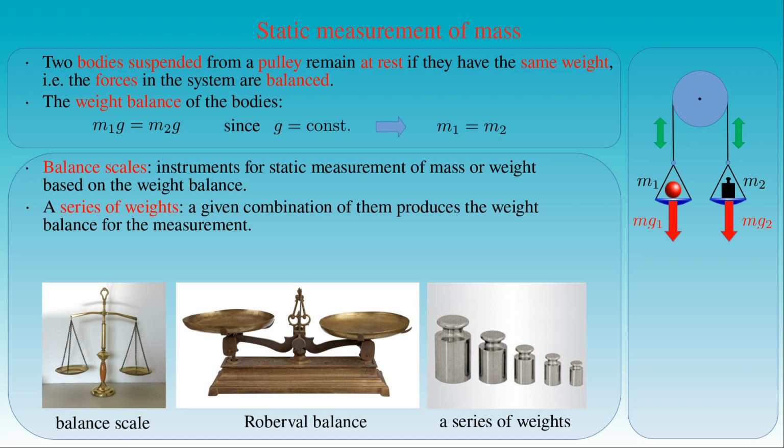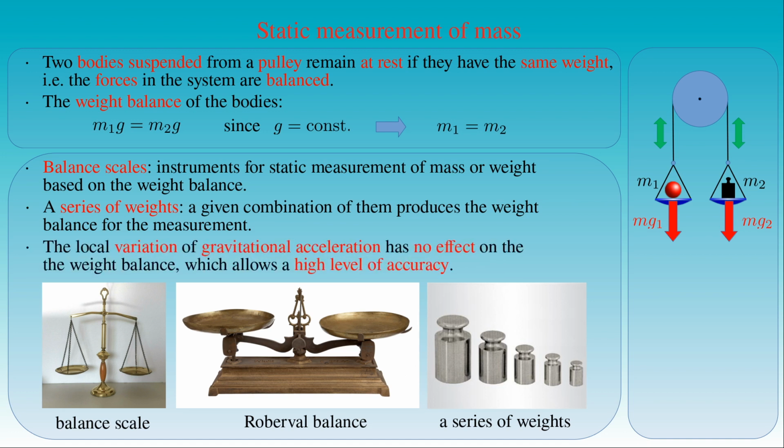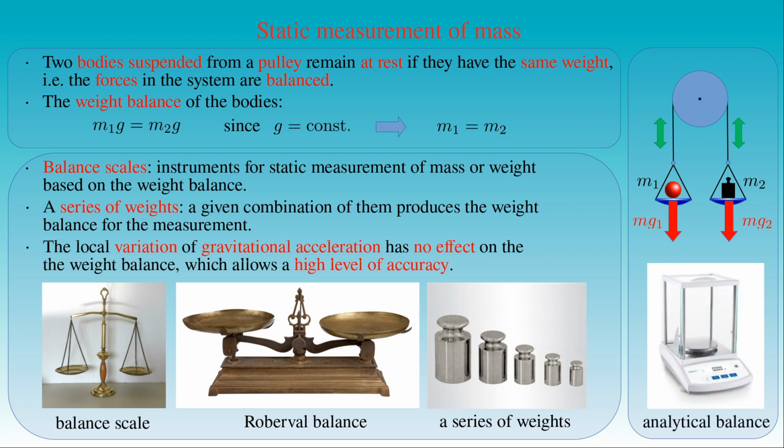Since the gravitational acceleration g is cancelled out in both sides of the equation describing the balance of weight, the local variation of the gravitational acceleration does not have any effect on the static mass measurement. Therefore, such measurements can be carried out with a high accuracy by applying sensitive lab instruments called analytical balances. If we know the exact mass of a given body, then its weight is given by the product of its mass and the precise value of the gravitational acceleration at the location of the measurement.